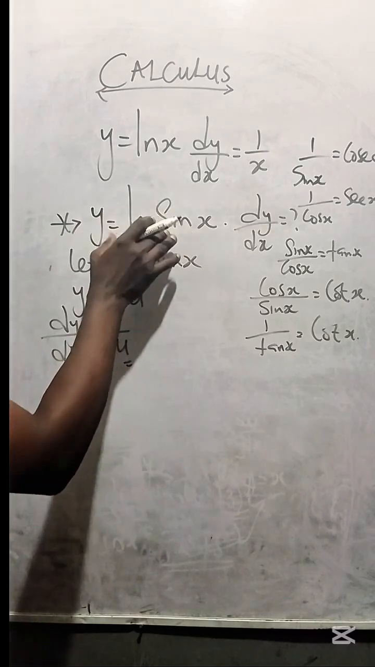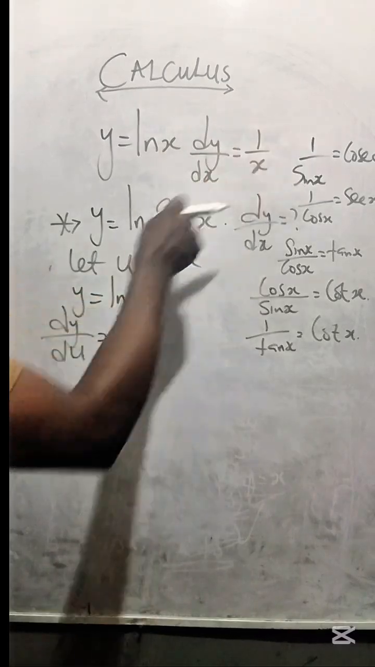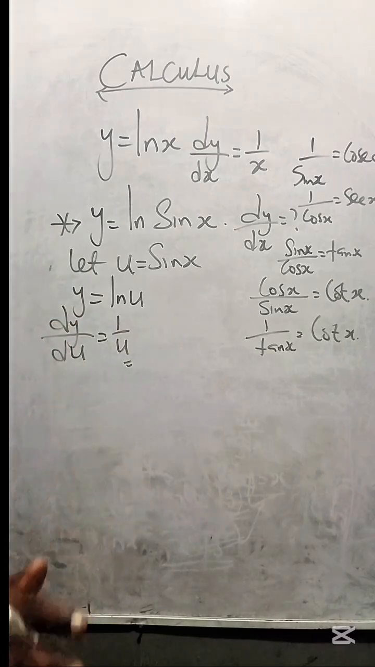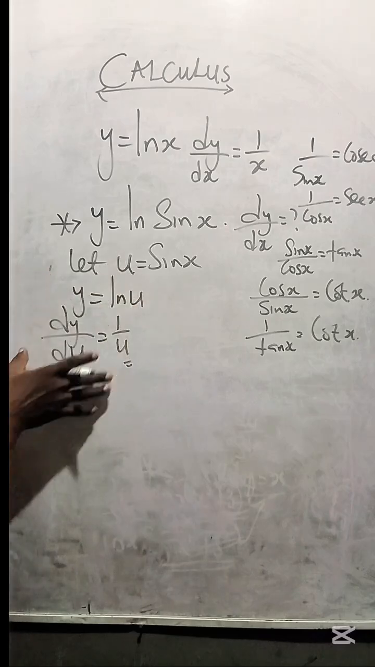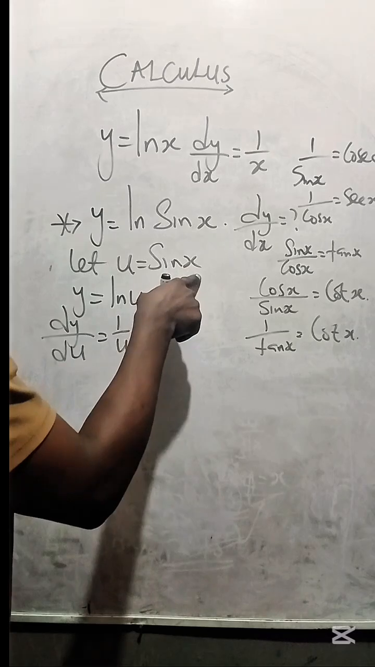Anytime you are solving this question, you see it here: in x, dy dx is 1 over x. So if you replace it with u, it will always give you 1 over u. So you don't even need to stress yourself in this area. Where the problem lies is u equal to sine x.